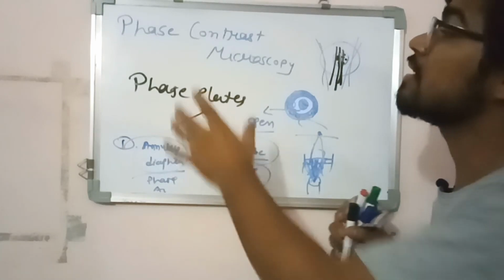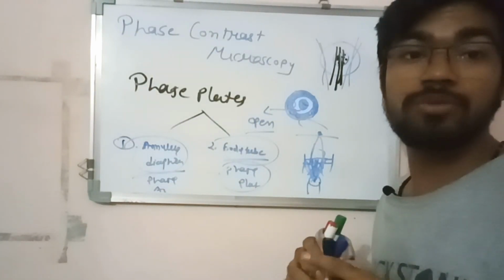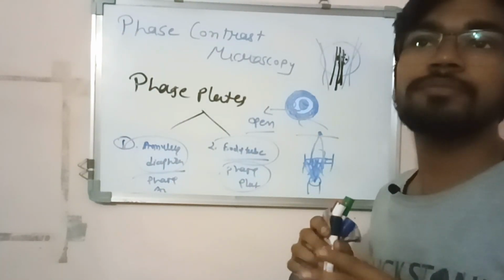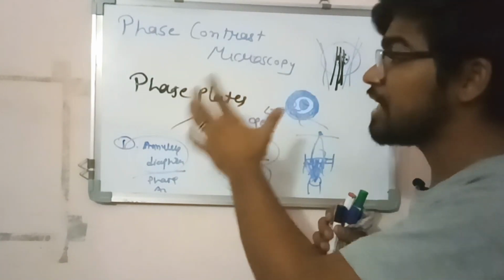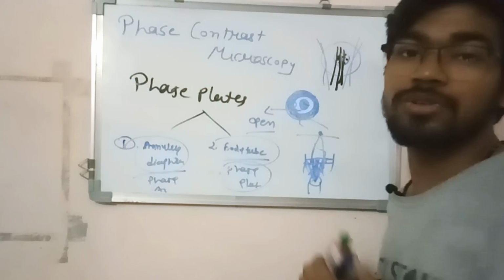So this is the basic concept behind phase contrast microscopy. It is widely used in immunological assays, and cells that can't be seen by staining are seen by phase contrast microscopy.